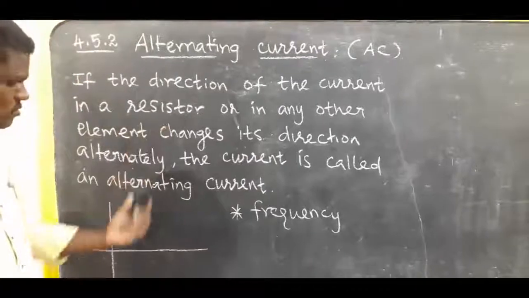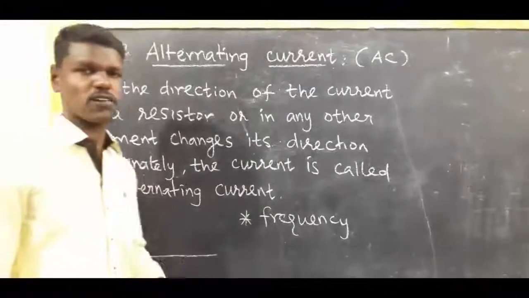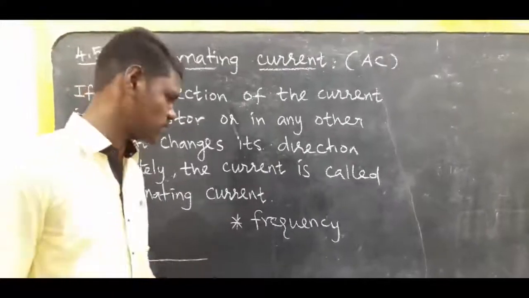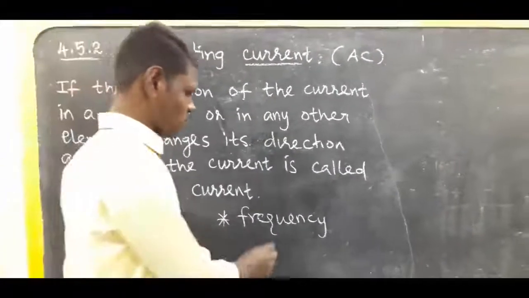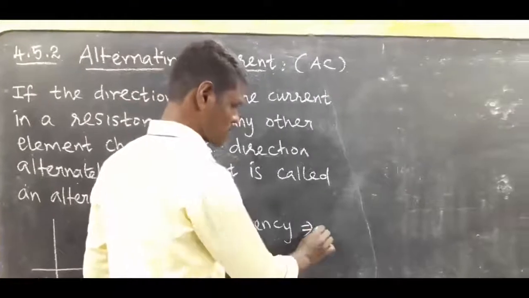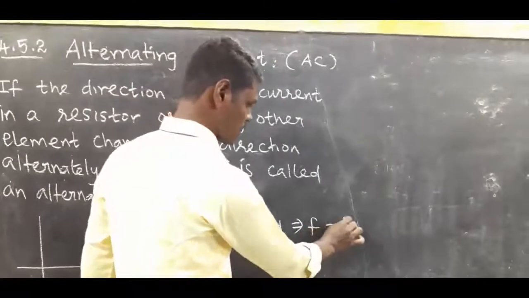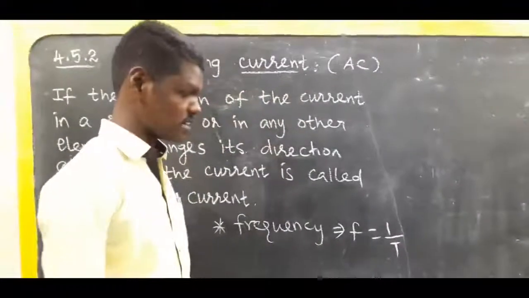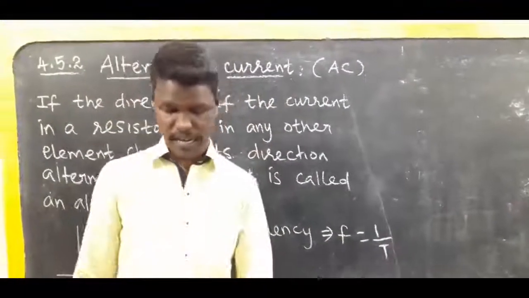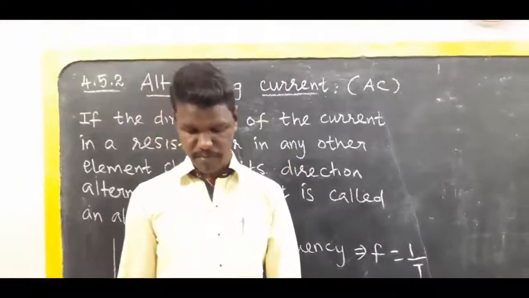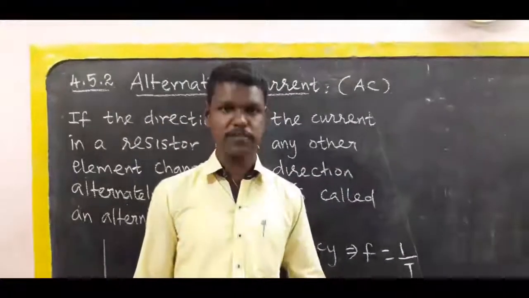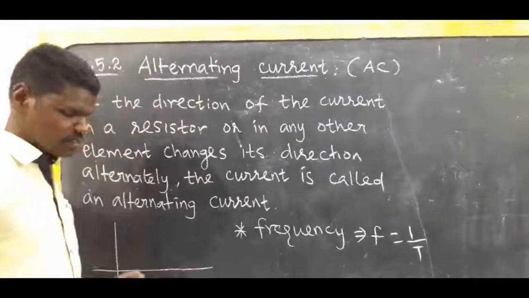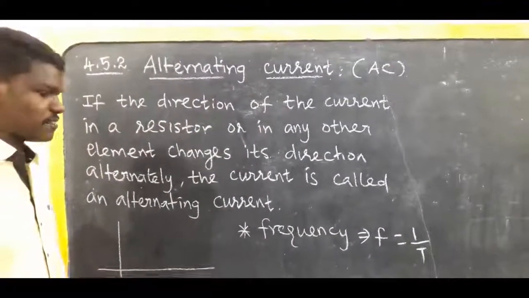AC is always represented as a sinusoidal wave. That is the sine wave. As we know, what is the frequency? The frequency F is the number of vibrations in one complete cycle, or the number of complete cycles of vibrations gone through by AC in 1 second, per second.